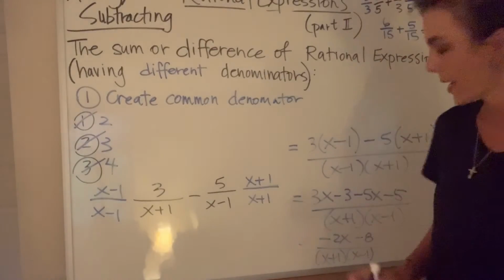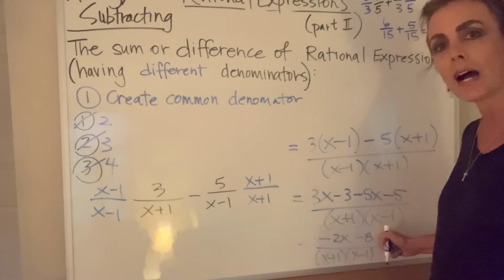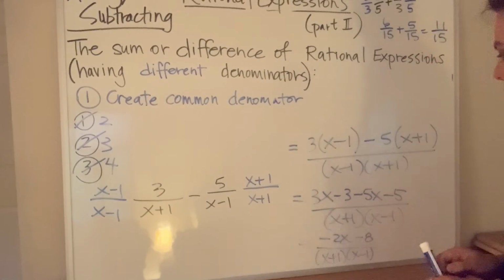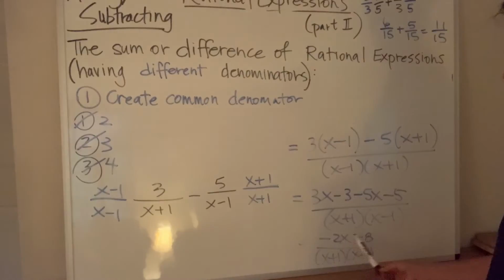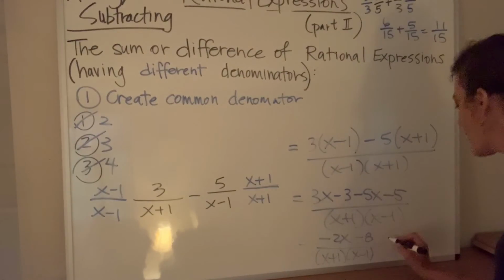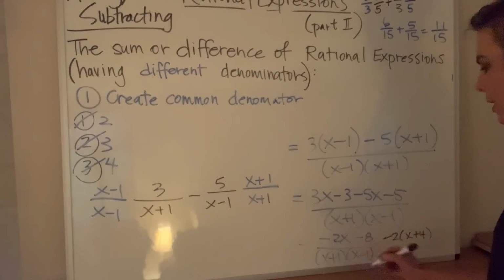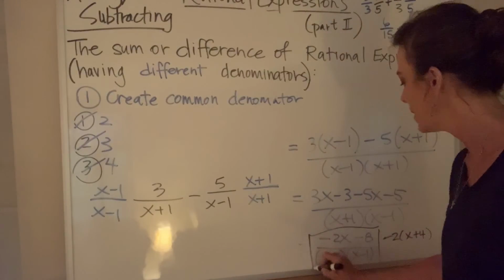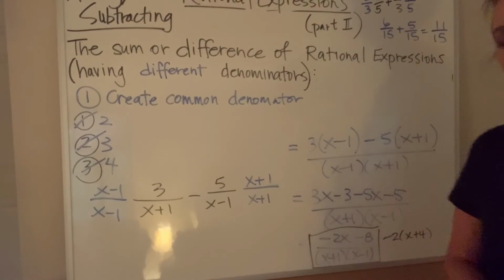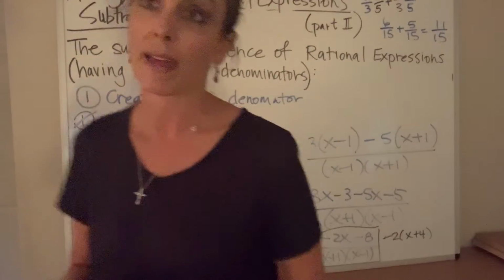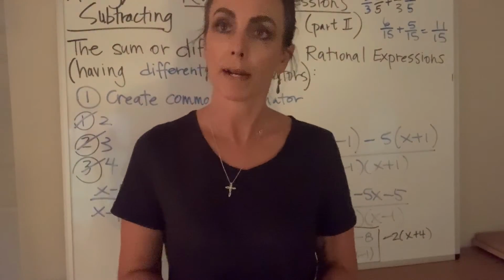Now I want to double check and make sure that this does not factor into something that can be divided out. I notice that there's a negative 2 and a negative 8 here. So if I factor out a negative 2, I'm going to have x plus 4, and that's not going to divide out anything here. And so that tells me that this is going to be my final answer: negative 2x minus 8 divided by x plus 1 times x minus 1. And you could go ahead and multiply that out too and say that that's x squared minus 1.